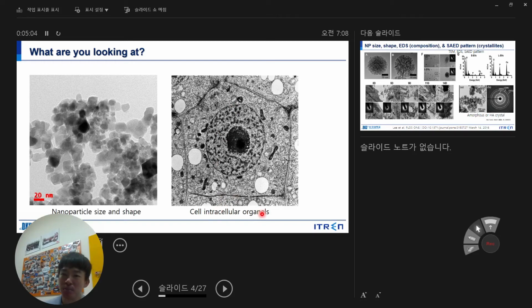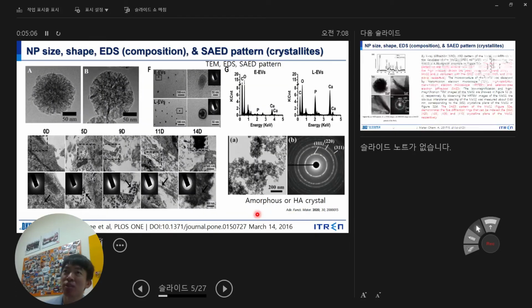So let's focus on the nanoparticle. You can see nanoparticle size and shape, and sometimes if your TEM has EDS, you can know the composition like SEM EDS. And when it has a diffraction pattern, you can also see crystallinity like XRD. So EDS and diffraction pattern are options for TEM. When you choose which TEM facility you are going to use, you can see the details about the EDS option and diffraction pattern option.